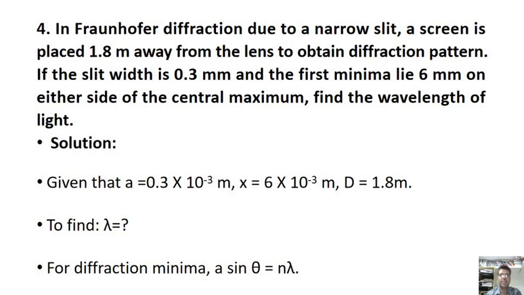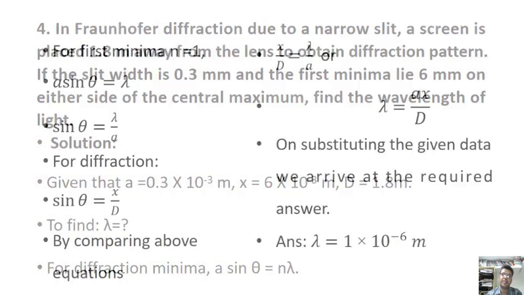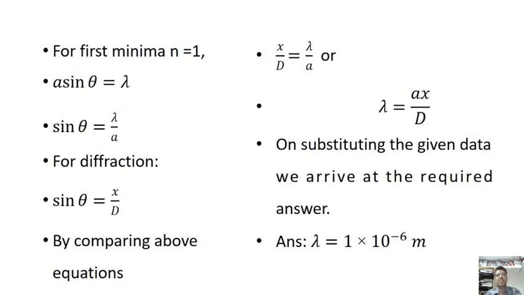So the diffraction minima formula is a sin theta is equal to n lambda. So in the first minimum n is equal to 1, then a sin theta is equal to lambda. So sin theta is equal to lambda by a. For the diffraction, sin theta is equal to x by d. By comparing the above equations, x by d is equal to lambda by a.